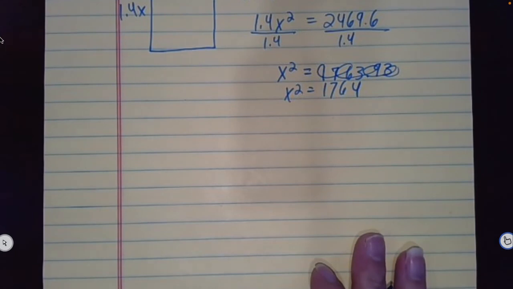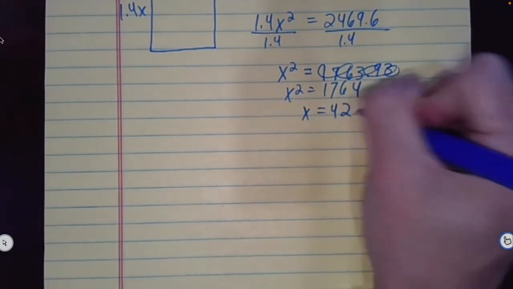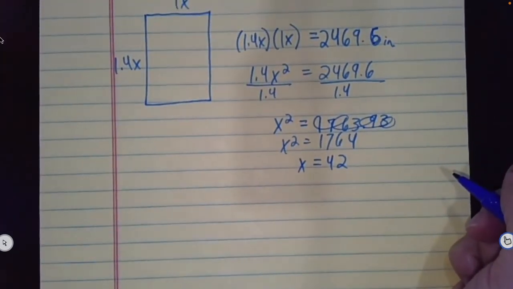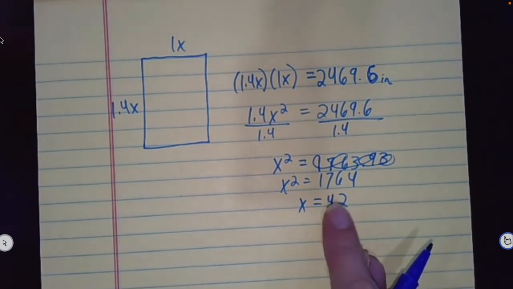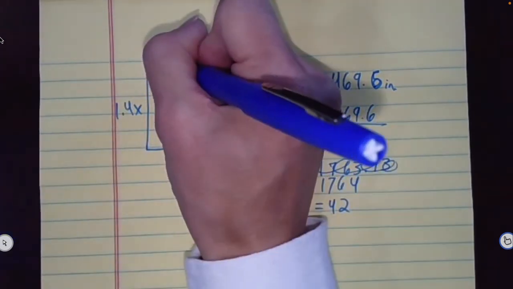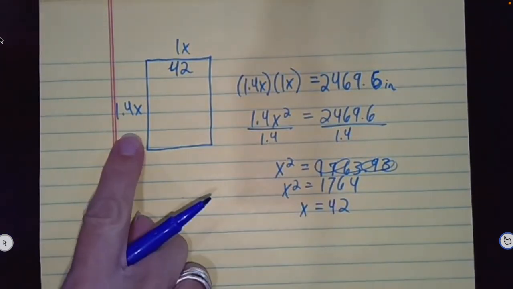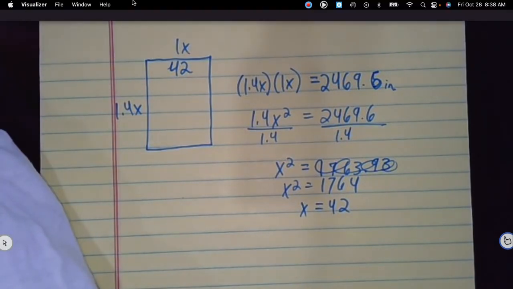Now, to find my answer, I square root it, which normally we get a positive and a negative, right? Would it make sense to get a negative 42 for my length? No, that wouldn't make sense. So it's just positive. So that's one of my lengths. X, the side that's just X right here, is 42. How would I find my other side length? 1.4 times 42. And that's going to tell me what? 58.8. That's right. So you can tell your answer.